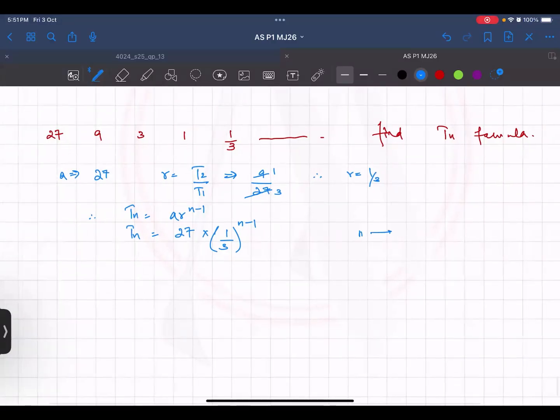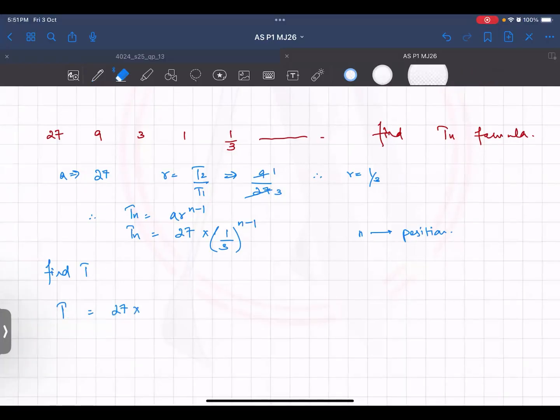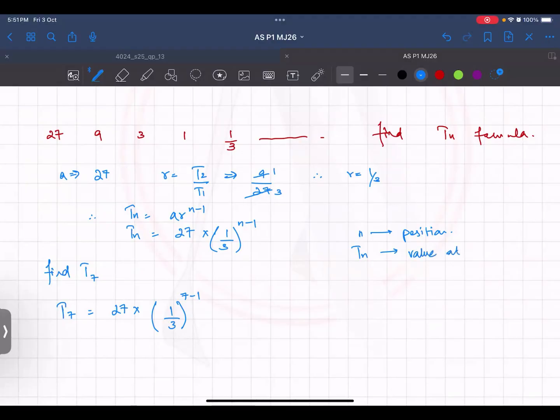N is the position. If they ask you to find the 50th term, let's say T50, the value of N is now 50. Let's suppose it's T7 instead. So 27 multiplied by 1 upon 3 to the power 7 minus 1. So now your N value is 7. N is the position and Tn is the value at that position, the same as we had in our AP.